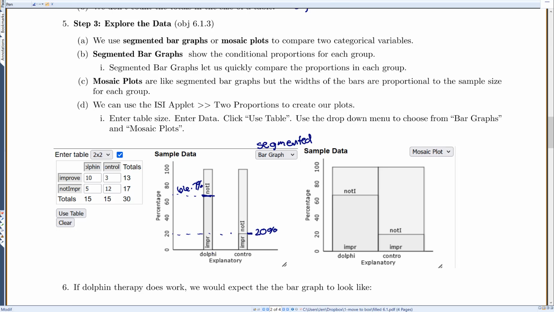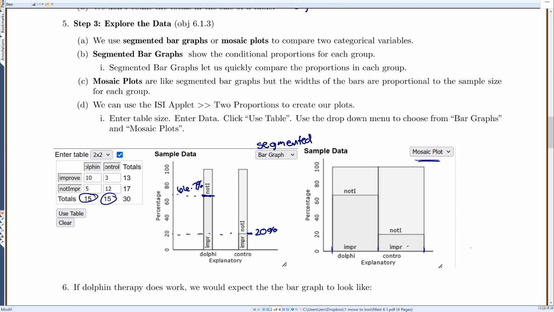For the mosaic plot, it's very similar, but what they do is they make the widths of the bars proportional to the sample size for each group. So this is the mosaic plot here. And now you can see that they make my bars wider. Okay, but these two seem like they're exactly the same width, and that's because we had 15 people in each group, so my bars are exactly the same width. So it's not very impressive to do a mosaic plot when your groups are the same size. But if one of my groups was a bigger size, then my bars would be different, and it just kind of helps us visualize the data.